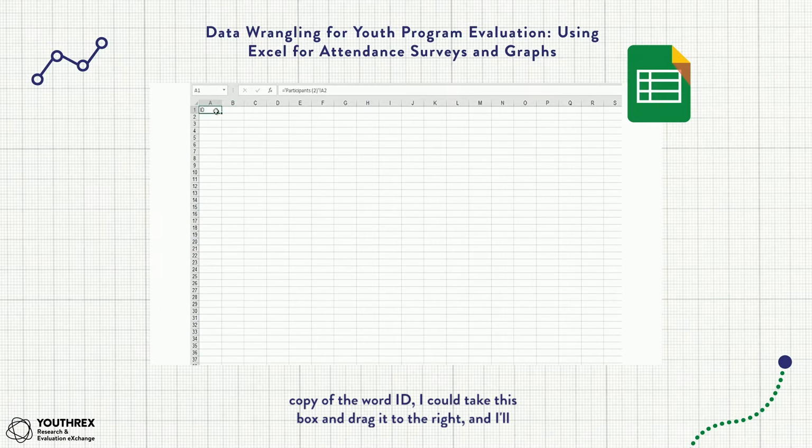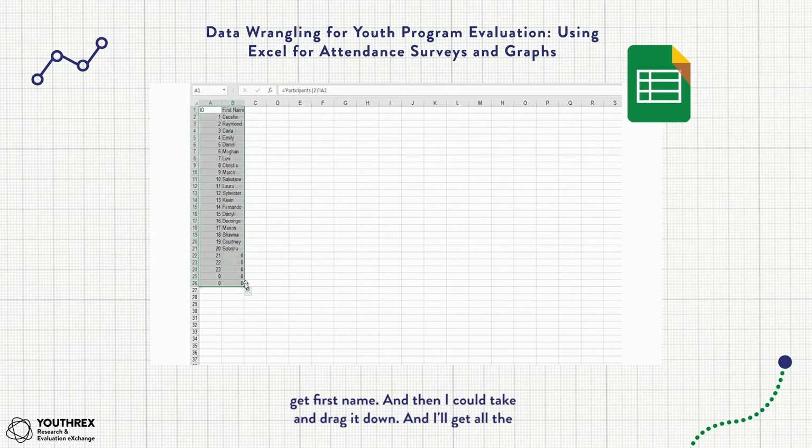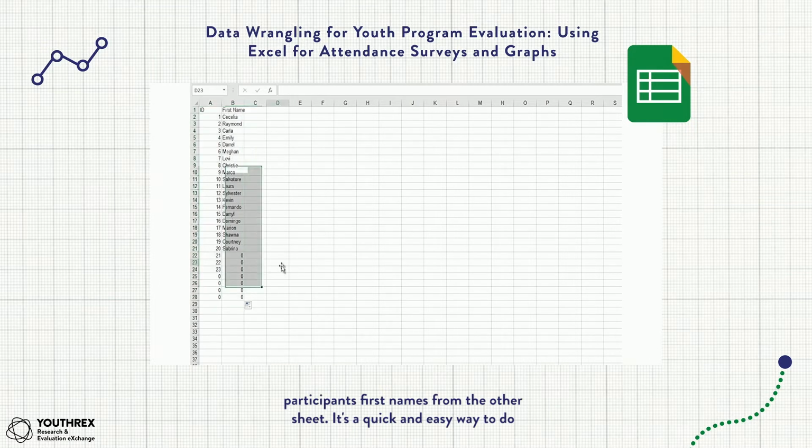I could take this box and drag it to the right, and I'll get first name. And then I could drag it down, and I'll get all the participants' first names from the other sheet. It's a quick and easy way to do this.